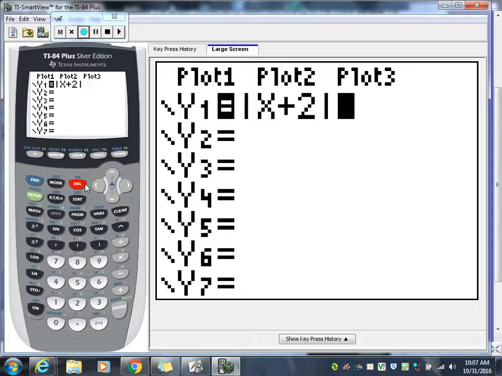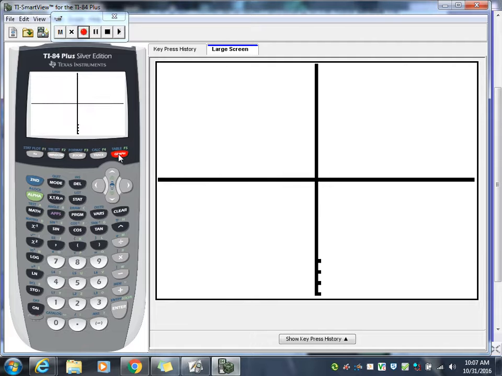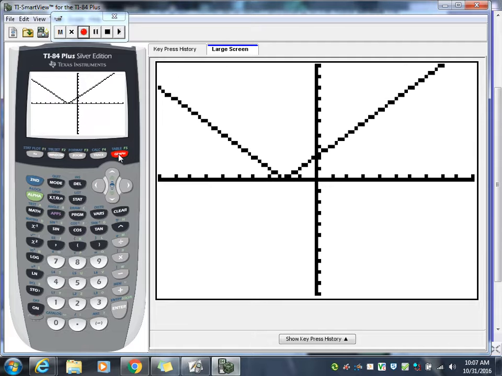So absolute value of x plus 2. If we look at our graph, which way did it move? It moved to the left, which is always the opposite of what people think. You would think plus 2 moves it to the right. But being an absolute value, it kind of changes things around a little bit.